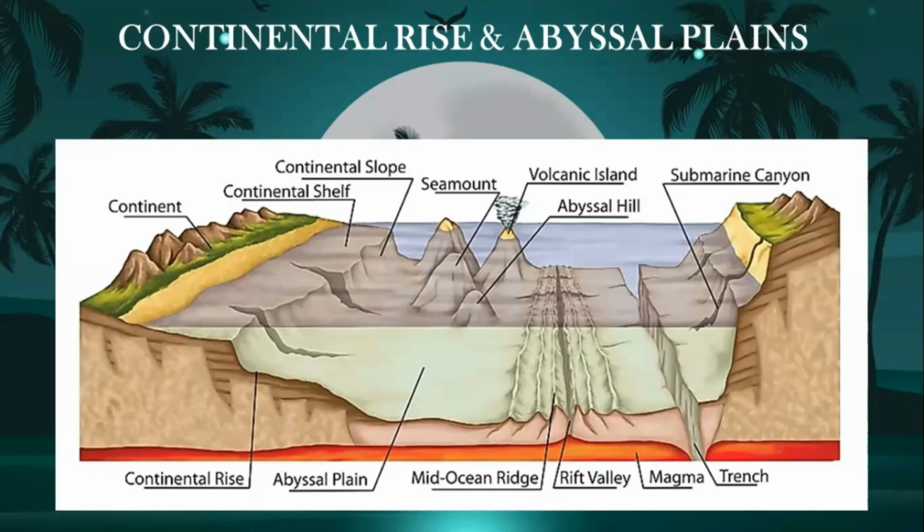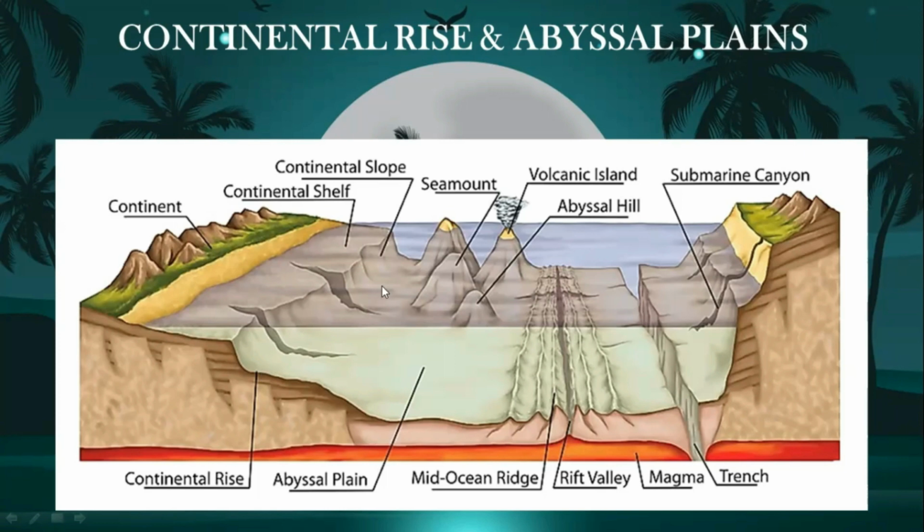Now next let us see the other major features, which are the continental rise and the abyssal plains. Now over here you see this is the continental shelf. Then comes the steep continental slope. And after the continental slope, we find again an undulating sort of land or a gently sloping land, which is called the continental rise. So this is after the continental slope.